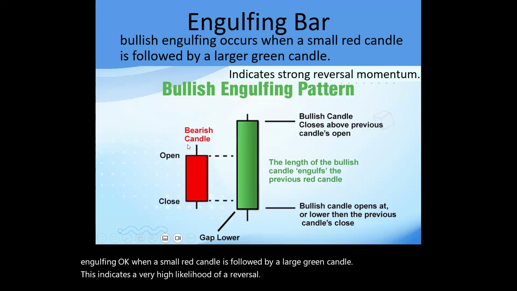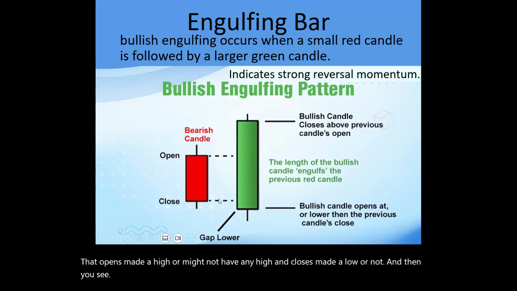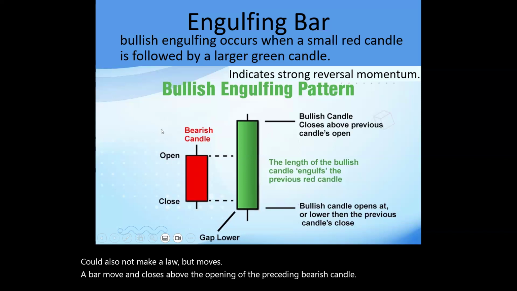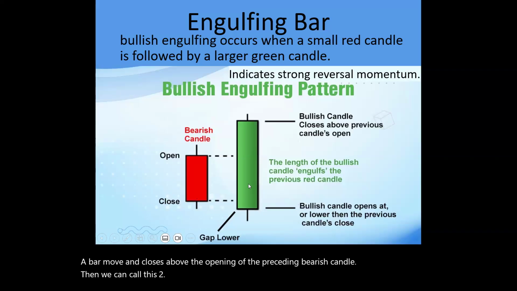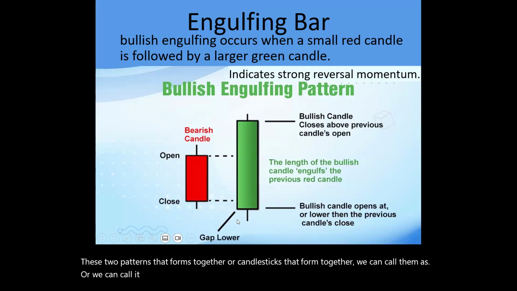Okay, so when there is a red candle that opens, might make a high or might not have any high, and closes, makes a low or not, and then you see a bullish candle that also opens, probably makes a low, could also not make a low, but moves up and closes above the open of the preceding bearish candle, then we can call these two candlesticks that form together a bullish engulfing.